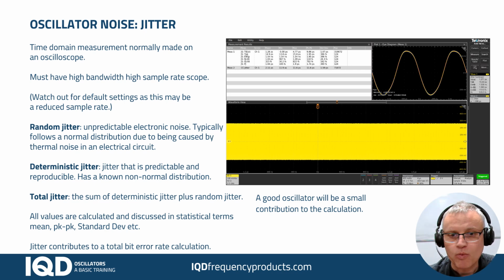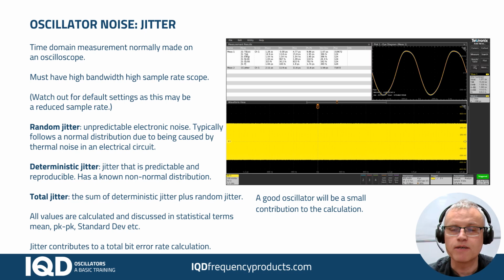When we look at jitter, it's a statistical measurement, as we said, of the overlapping pulses, and you're trying to establish how close they are to being perfect. Jitter can be broken into two areas. There is random jitter, which is unpredictable electrical noise that typically follows a normal distribution and can be caused by thermal noise in the circuit or things of that nature, as opposed to deterministic jitter.